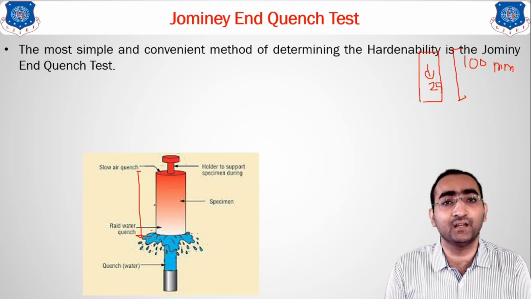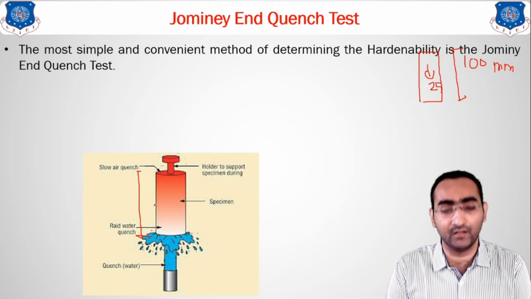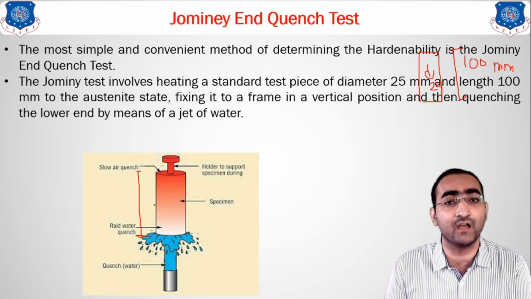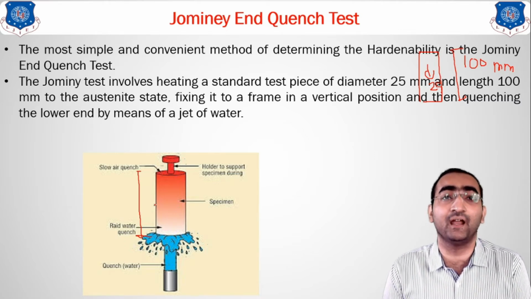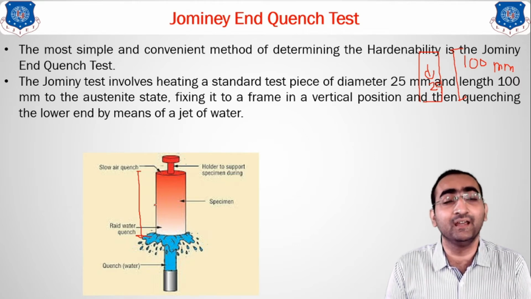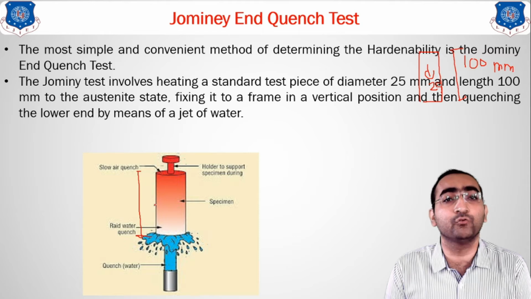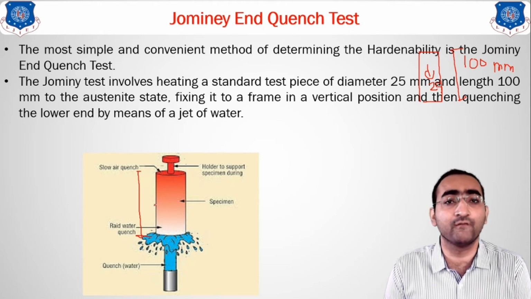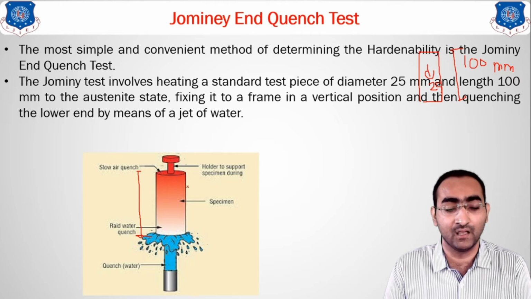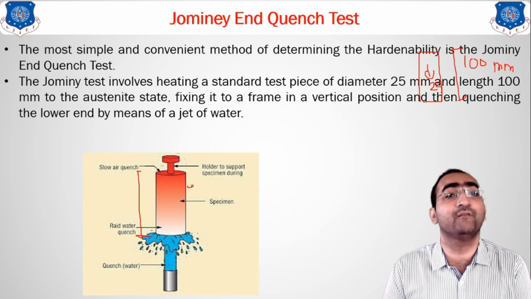So what is this test? This test is used for the hardenability of the material. What are the dimensions of the test specimen which we are making? 100 mm in length and 25 mm in diameter. Now what will we be doing? Heat the whole specimen up to the austenitic range. So we are heating the whole specimen up to the austenitic range.